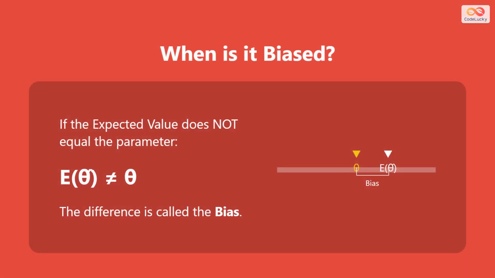Conversely, an estimator is biased if its expected value does not equal the parameter. The difference between the expected value and the true parameter is literally called the bias. In our visual, you can see the expected value is shifted away from the true value. This means the method is consistently overestimating or underestimating the truth.